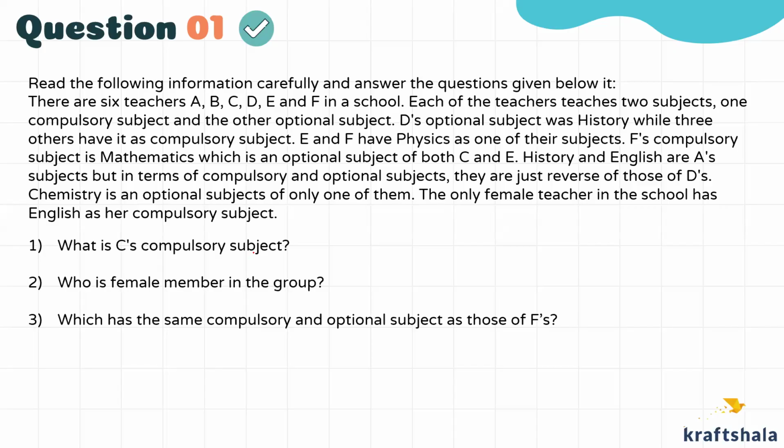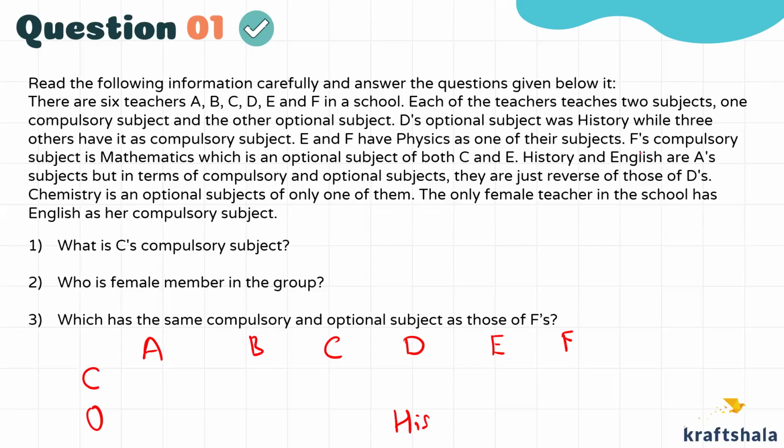All right, so let's start. So there are six teachers. Each of the teacher is teaching some subjects. One compulsory, another optional. So this is a compulsory subject. This is an optional subject, and the people are A, B, C, D, E, and F. D's optional subject was history. So this must be history, while three others have it as compulsory. So we will keep this in mind.